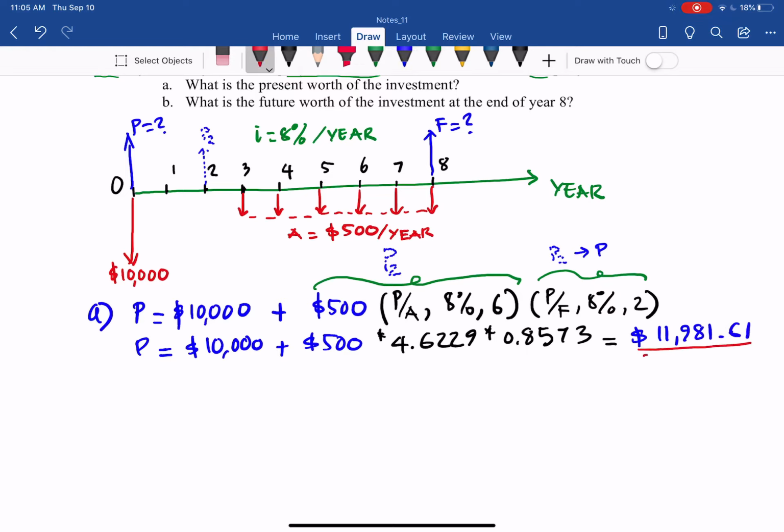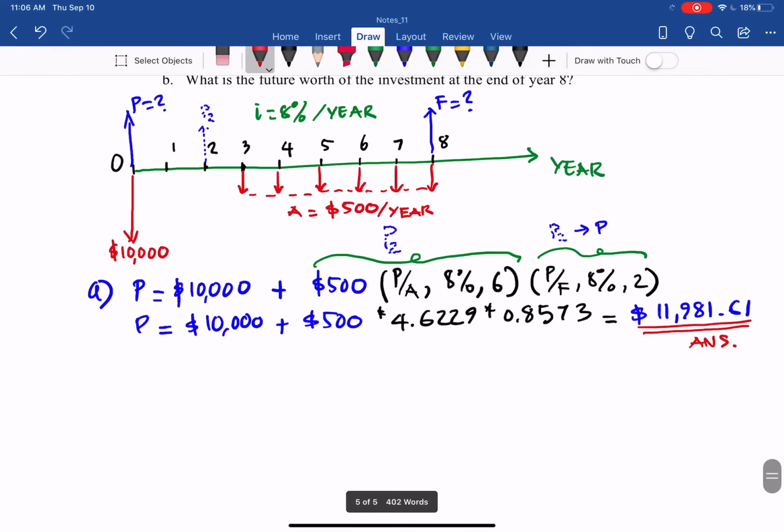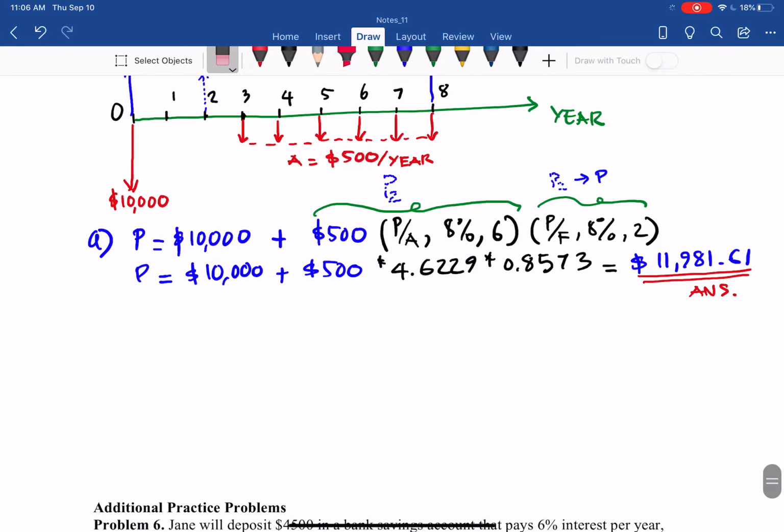The amount you spend: down payment $10,000 now, and you defer for 3 years and pay annual amount $500 per year for another 6 years. Equivalent now is 11,981. Okay, so let's go to B. B becomes maybe easier.